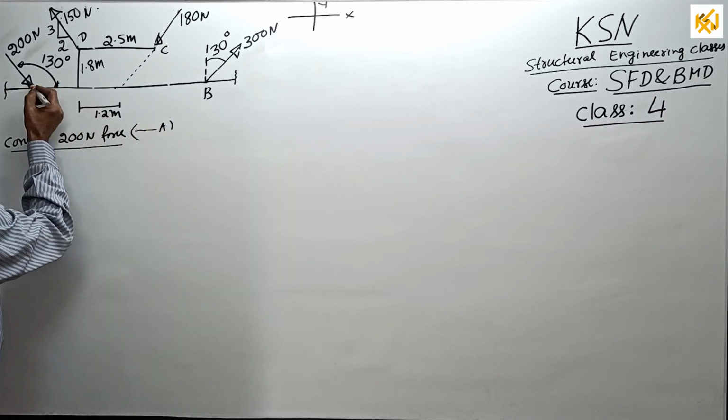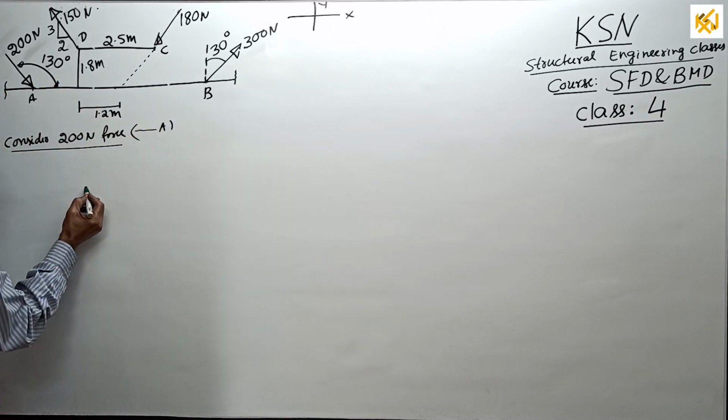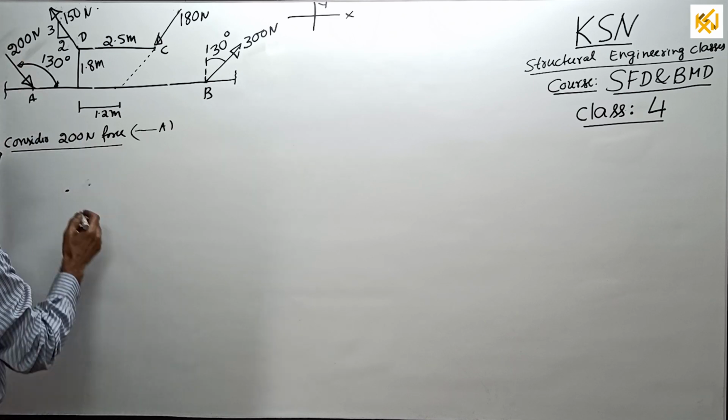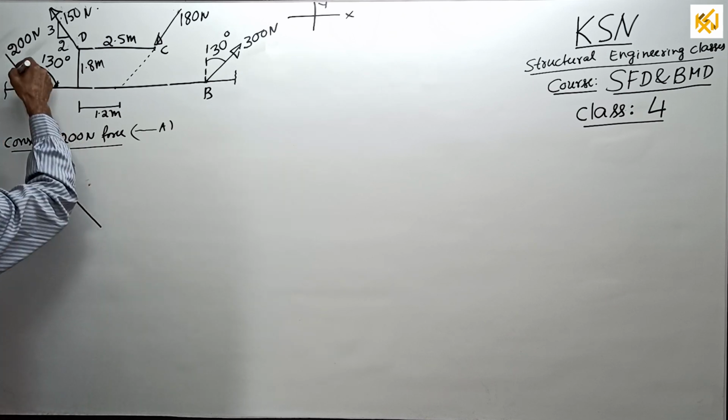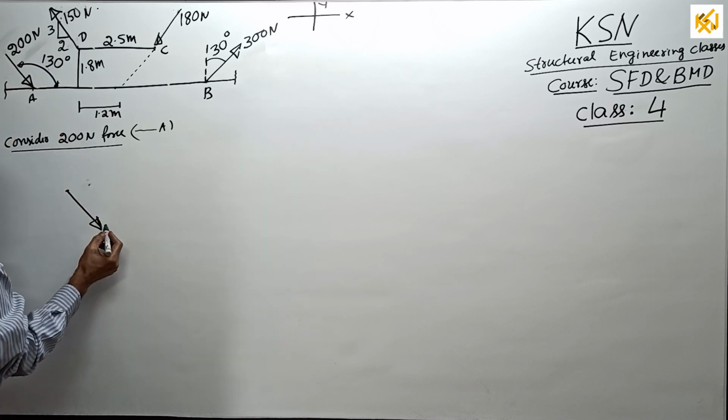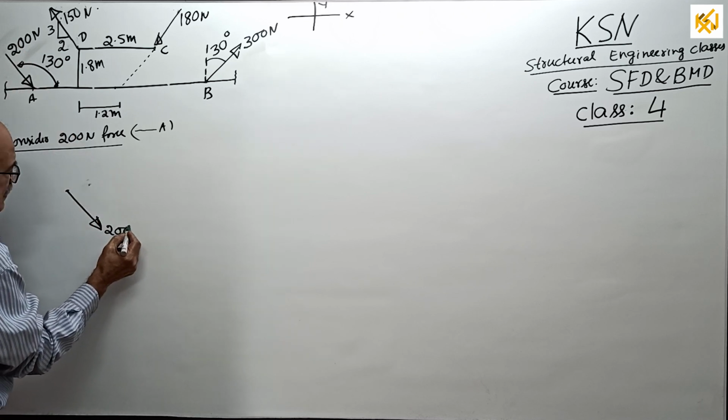A. See, point A is there. I will mark the force here. See, the force is this way. So I will put it this way, no problem. You can shift it, no problem. See, along this line, you can mark this way. How much force? 200 Newton.